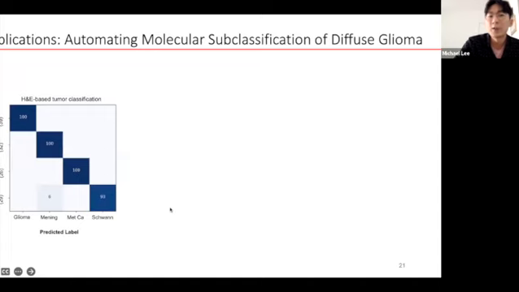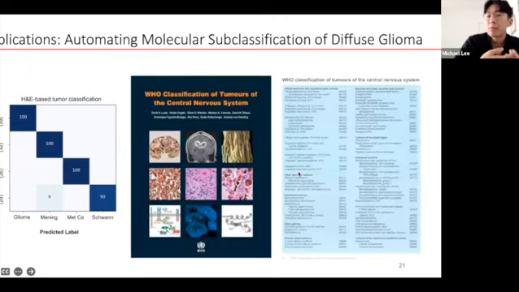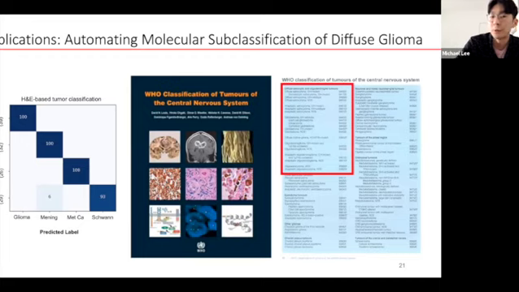So the last application I want to talk about in this presentation is subclassification of gliomas. This is the confusion matrix I showed earlier with the classification results of the 4 major brain tumor classes. But in reality, brain tumors are even more complex as they can be subtyped and subclassified even further. As you can see with glioma, there's many different subtypes. There's glioblastoma, IDH wild type, oligodendroglioma, astrocytoma, etc.